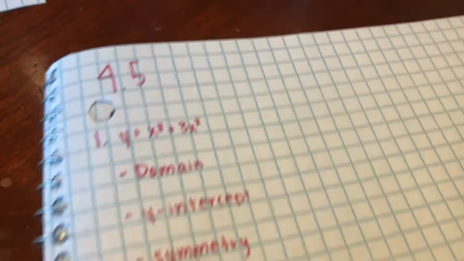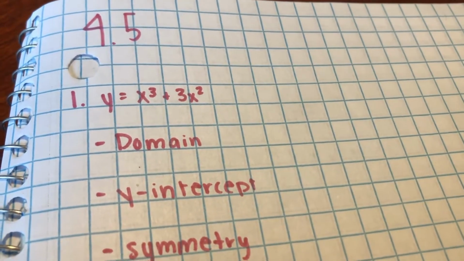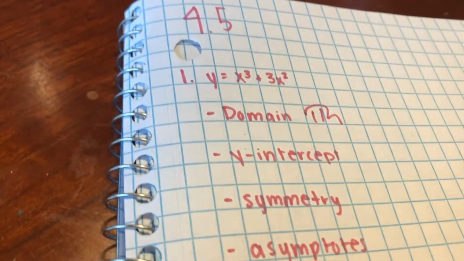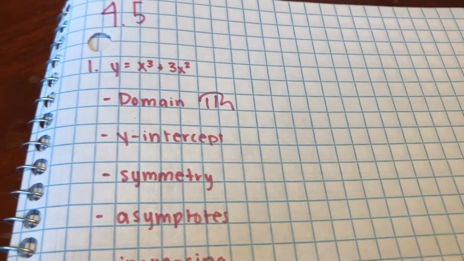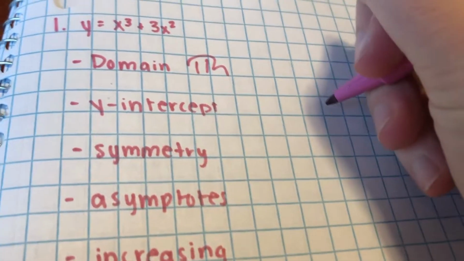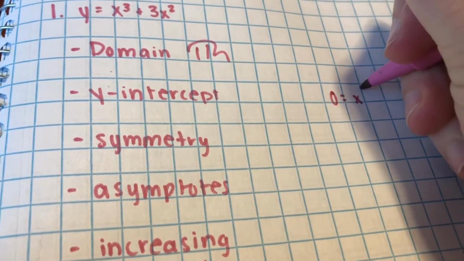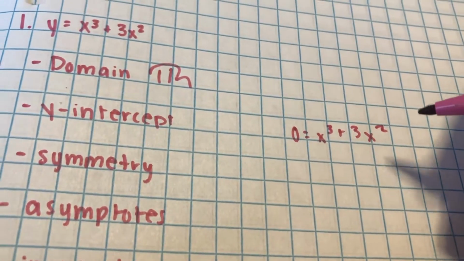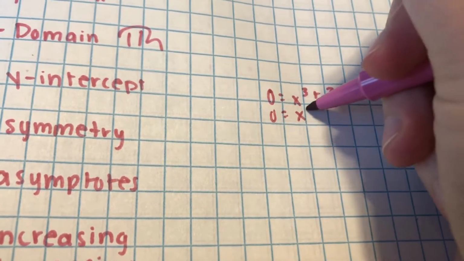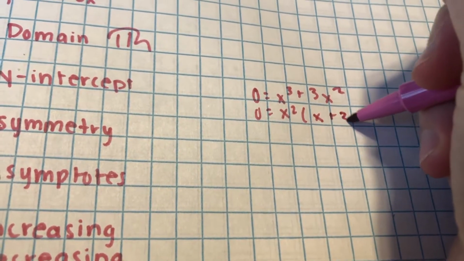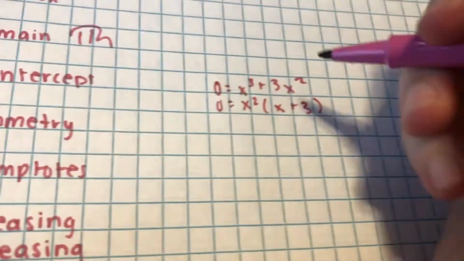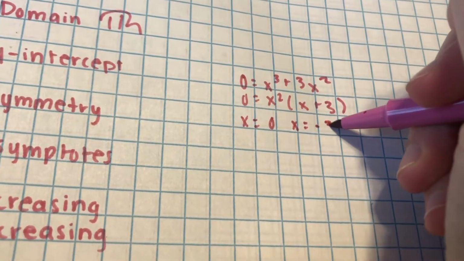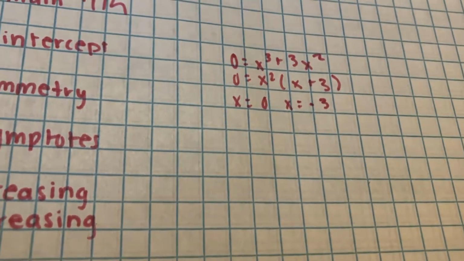So our equation is y equals x cubed minus 3x squared. So our domain, it's all real numbers. The y-intercept, we can find this by setting it equal to 0. So we have 0 equals x cubed plus 3x squared. So we can factor out an x squared. So we have 0 equals x squared times the quantity x plus 3. So when we set that equal to 0, we get x equals 0 and x equals negative 3. So those are our two y-intercepts. So where it crosses over.